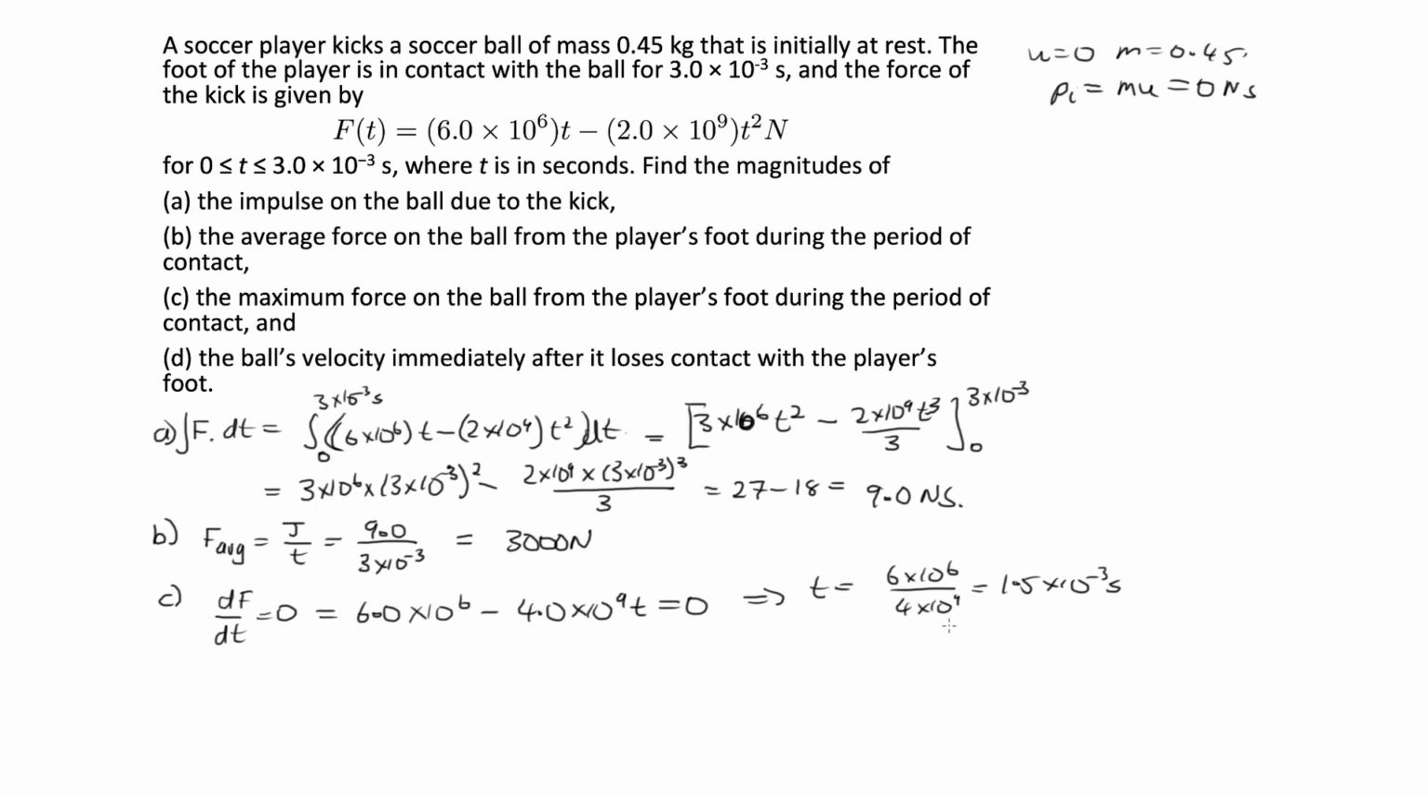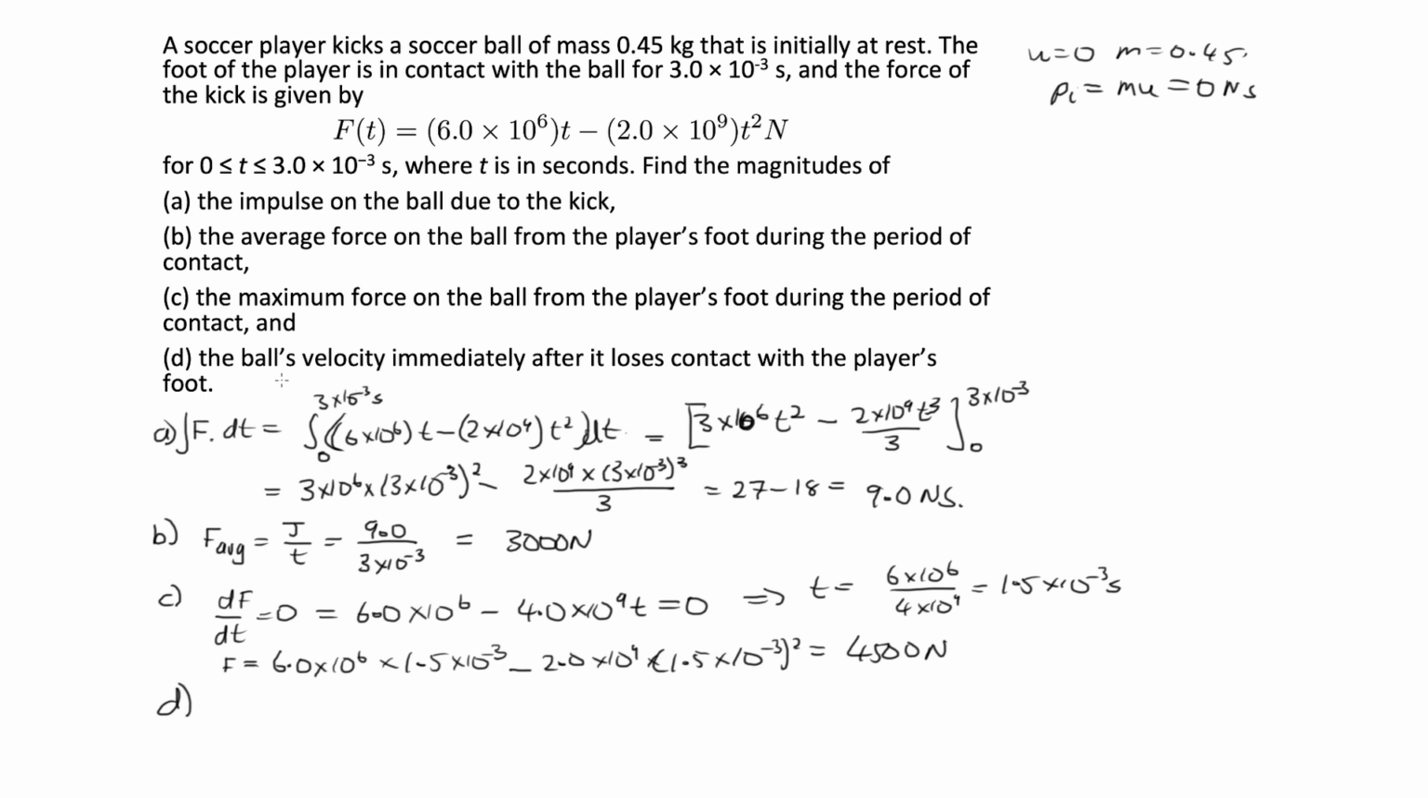Okay, so we know when it occurs, so now we need to find out what it is. So we substitute this time into this equation here. So this is 6 times 10 to the 6 times 1.5 times 10 to the minus 3, minus 2 times 10 to the 9 times 1.5 times 10 to the minus 3 squared. And when we substitute that in, we get 4,500 newtons. So we should check that that's bigger than the average, which it is. So that looks around about right.